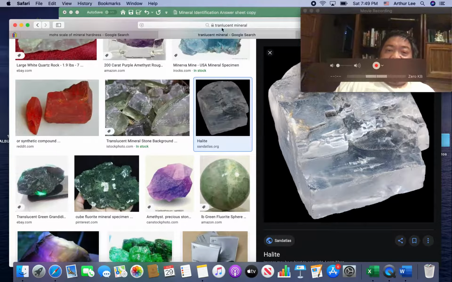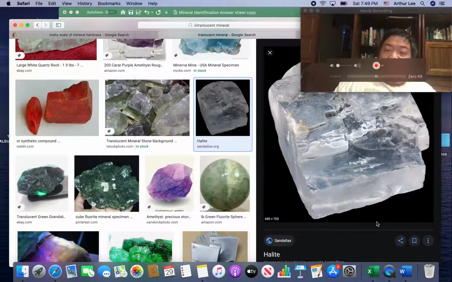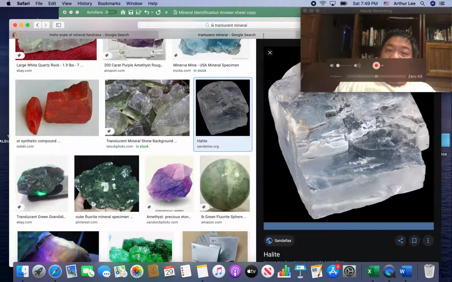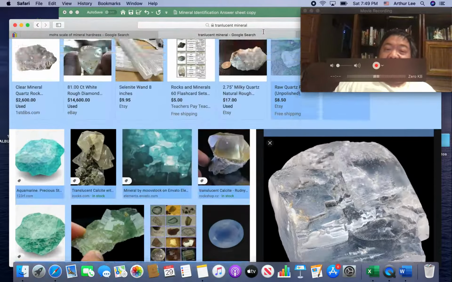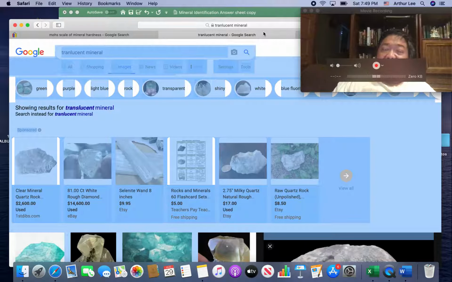So metallic minerals are usually shiny. They are always opaque. Some metallic minerals, if they contain iron in them, will be magnetic. So if a mineral is magnetic, you know it's a metallic mineral.